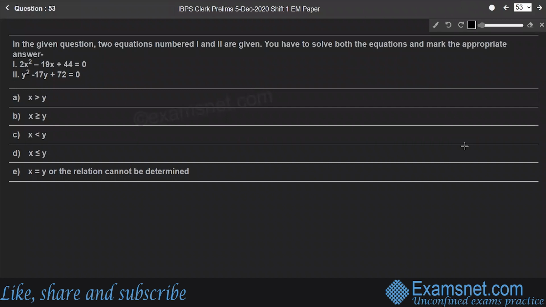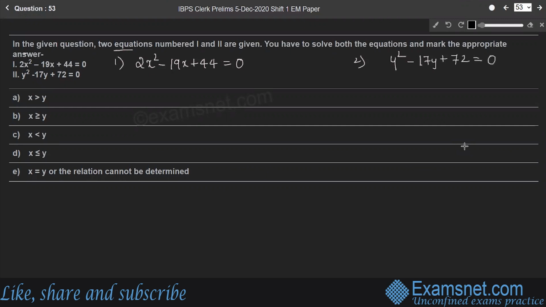Question 53. In the given question, two equations numbered 1 and 2 are given. You have to solve both the equations and mark the appropriate answer. Here is the first equation: 2x square minus 19x plus 44 is equal to 0. And the second equation: y square minus 17y plus 72 is equal to 0.